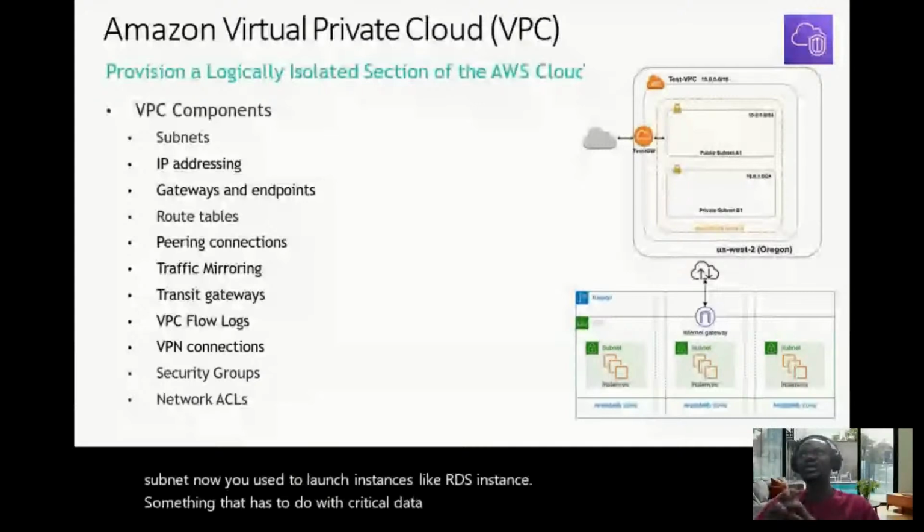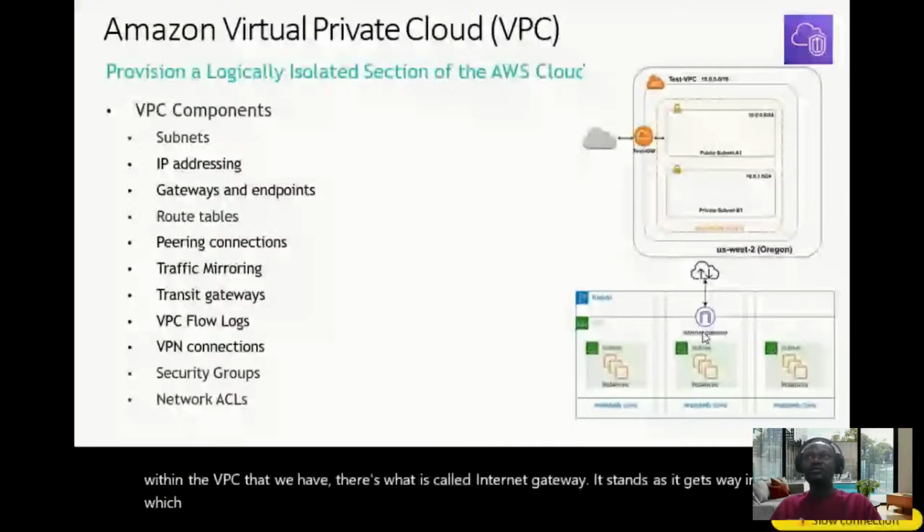Within the VPC that we have, there's what is called an Internet Gateway. It stands as a gateway through which the internet comes to your resources. It brings the internet into your VPC. Without an Internet Gateway, resources launched within your VPC will not be accessible from the internet.